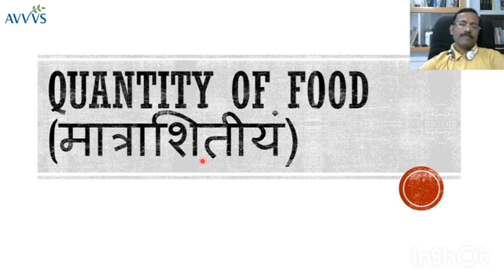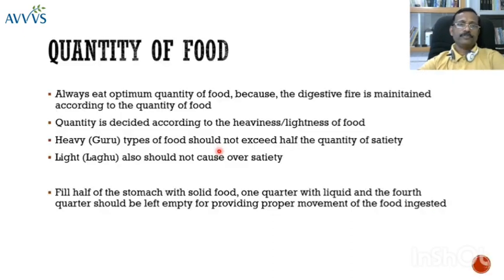And next is a chapter regarding quantity of food, Matra Asitiyam. Matra means quantity, Asitam means food. Always eat an optimum quantity, because the digestive fire is maintained according to the quantity of food. That is the primary point. Matrahi agne pravartakah: the dose of food determines how intact your digestive power will be.